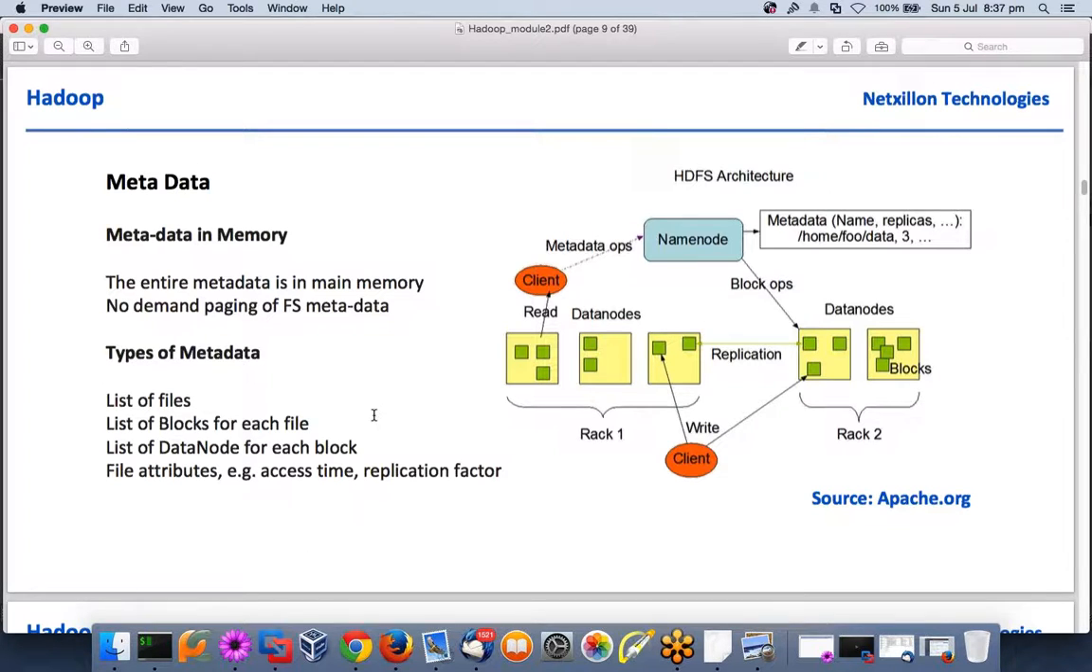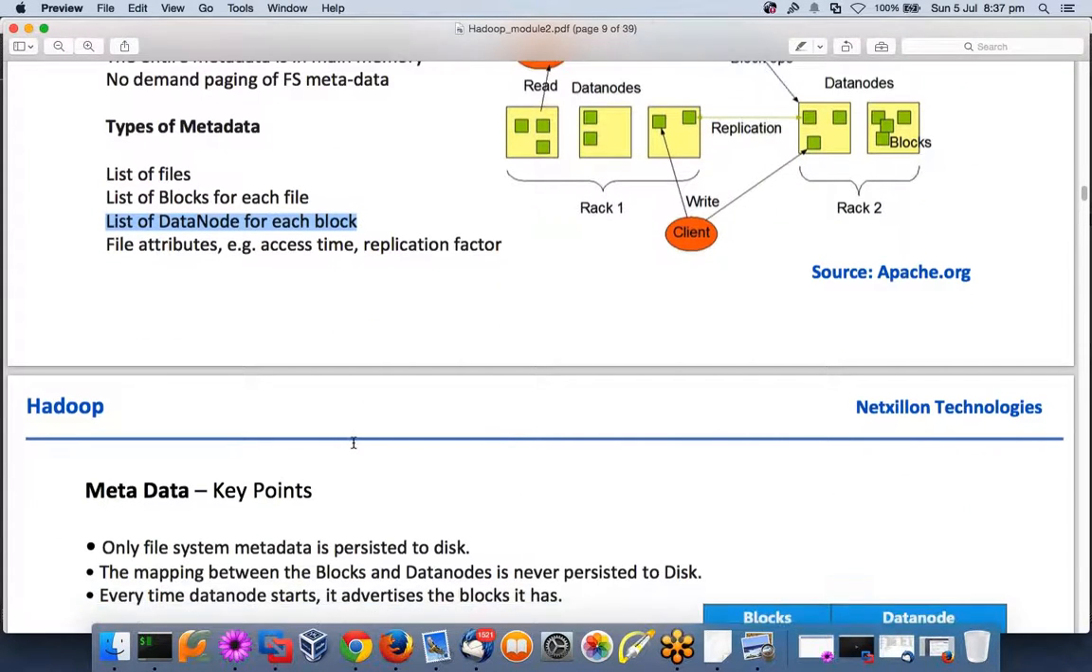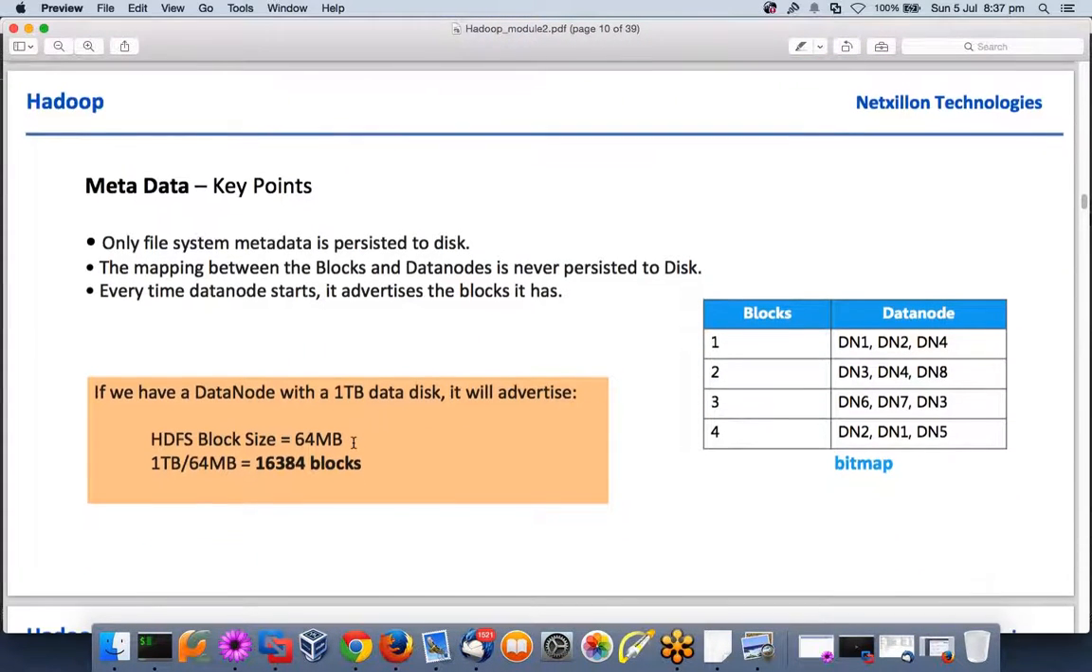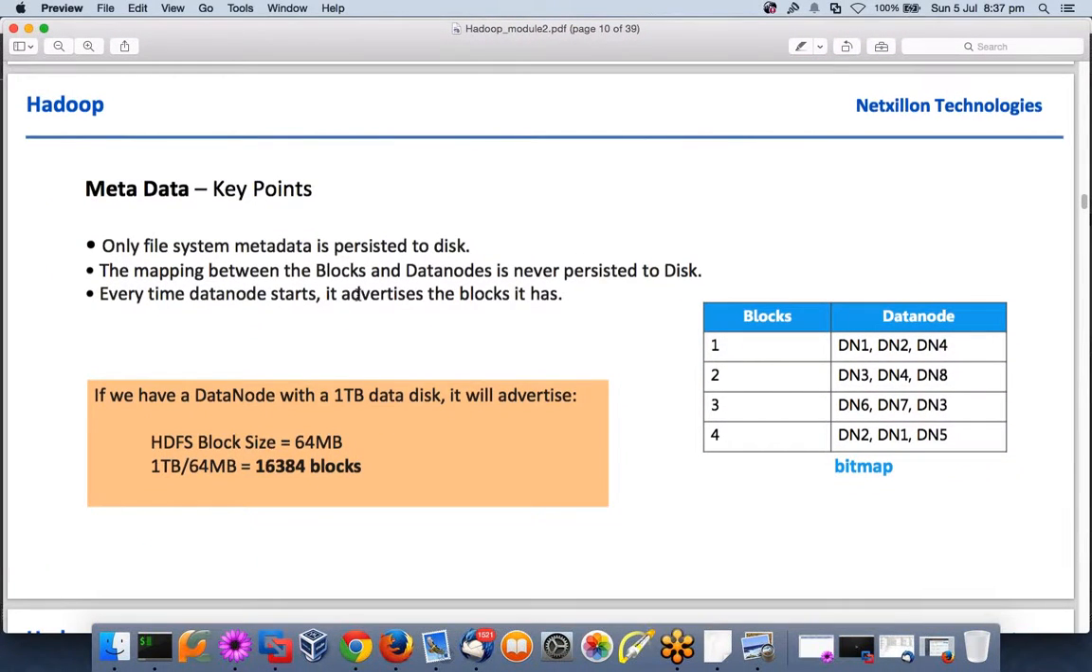So now this is what it is explaining to you. Two types of metadata: file metadata and the mapping between the blocks and your data nodes. The key point you should remember is that only the file system metadata is persisted to disk. The mapping between the blocks and the data nodes is never persisted to disk, right?